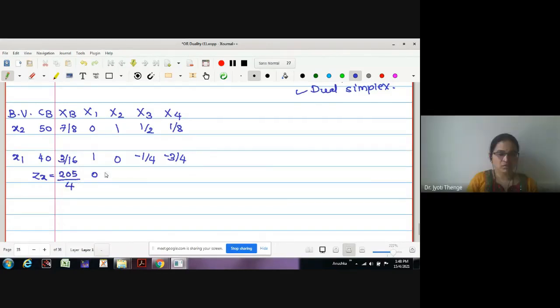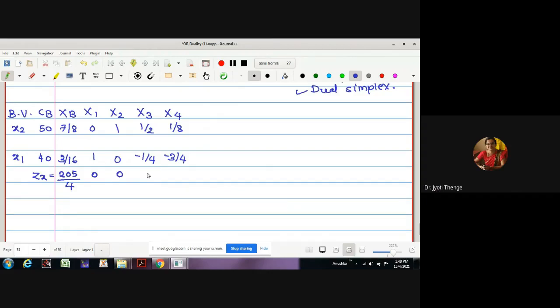The delta entry is no doubt 0, 0 here. What about the delta entry for x3? 15. And for x4? 5 by 4. Therefore, this is the last table of our primal problem. Correct?